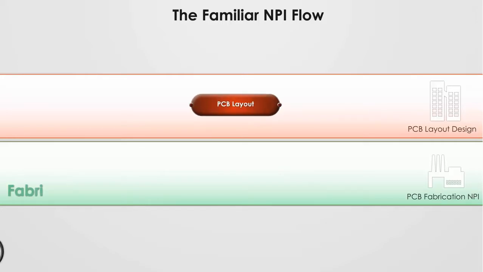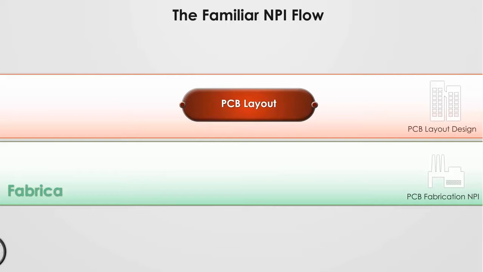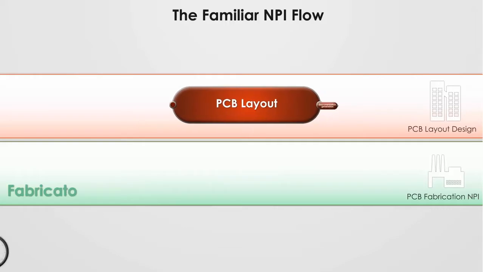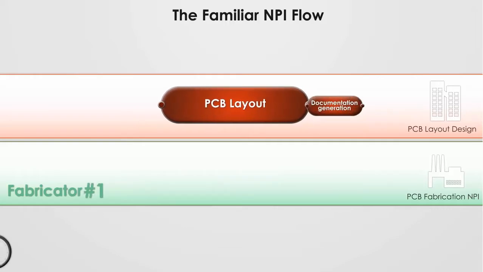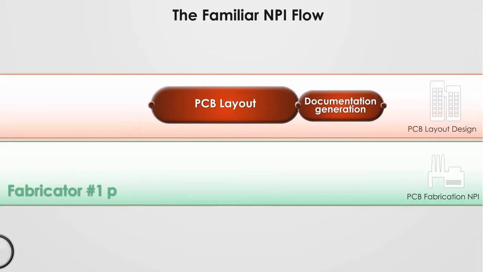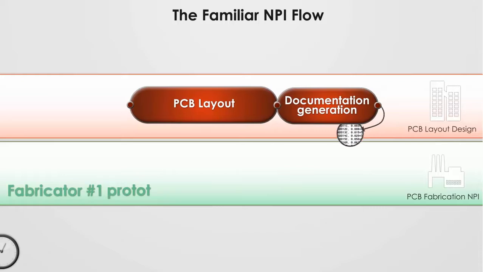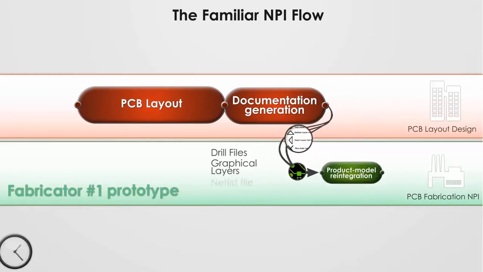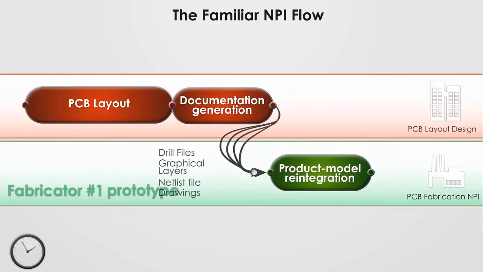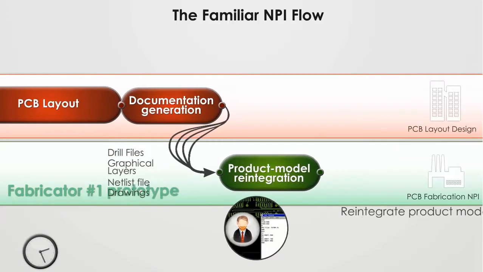Here we first show the prototype PCB fabricator. The roles may be integrated within the same organization or distributed across independent companies, depending on the degree of manufacturing outsourcing. The designer lays out the PCB and then generates the traditional set of documents and data files for delivery to the prototype fabricator, who then reintegrates all that data back into a single product model in the CAM system.